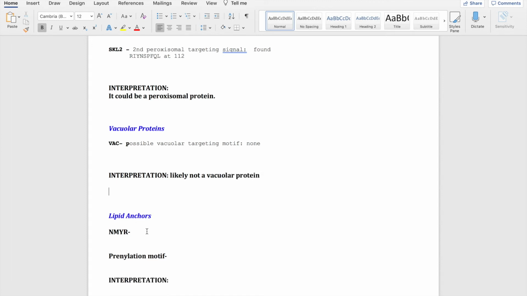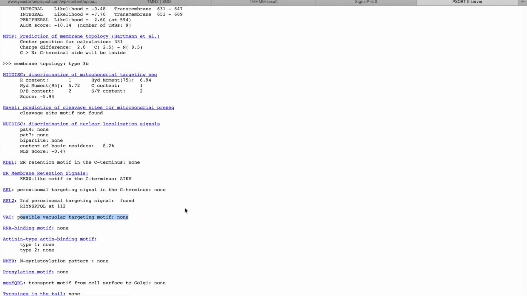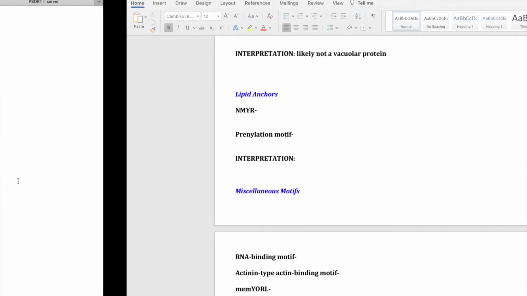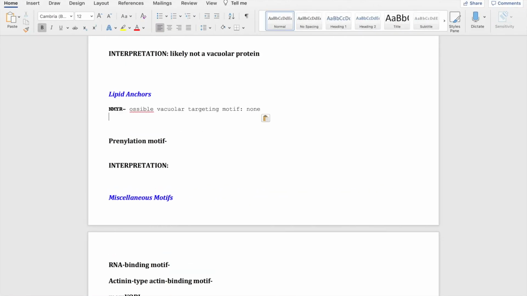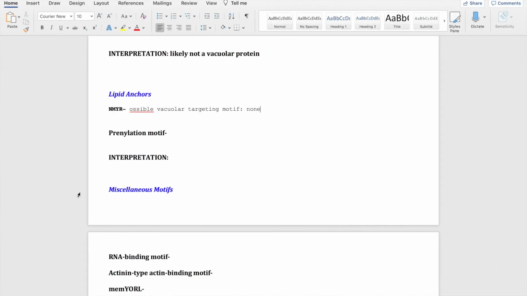And lipid anchors for an MYR. The myristoylation pattern is none. The prenylation motif is also none. So I'm going to say for this one again that it's likely not a lipid anchor.